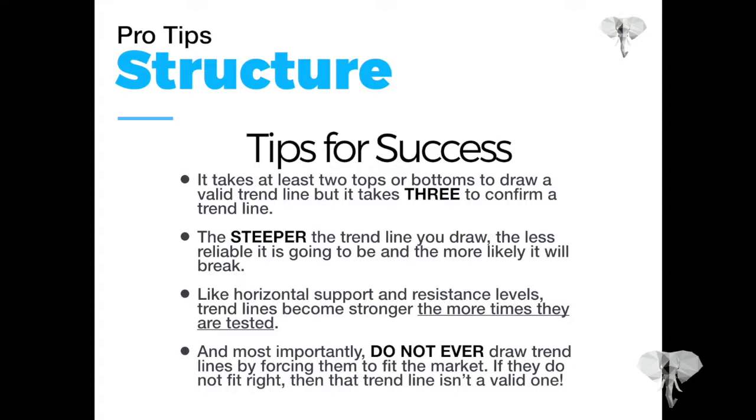And that's pro tip number 2. The steeper the trend line you draw, the less reliable it's going to be, and the more likely it will break. Price is less likely to break through a horizontal line than it is a vertical line. It's undoubtedly going to break through a vertical line.